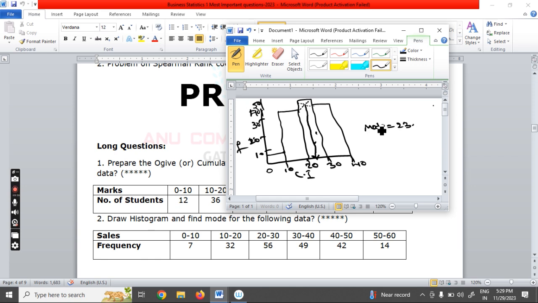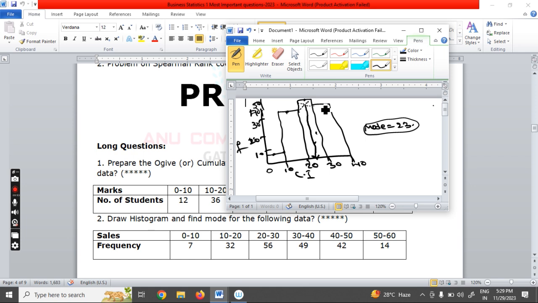If you plot this graph on paper, you will get a perfect answer now. This is the approximate mode answer. So this is the concept. And if he is asking for a frequency polygon, what we have to do? The midpoints of the histogram.